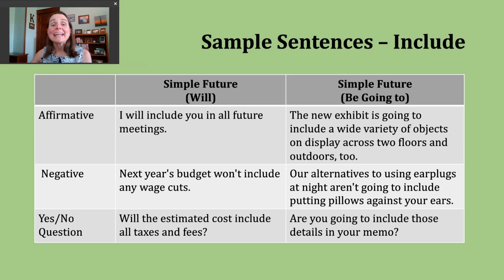If I want to make a negative sentence in the simple future using will, again, I start with my subject, I use will not, and then the base verb. Something that gets a little confusing for students, I know, is when we combine will not into the contraction, it changes the spelling to won't, W-O-N-apostrophe-T.